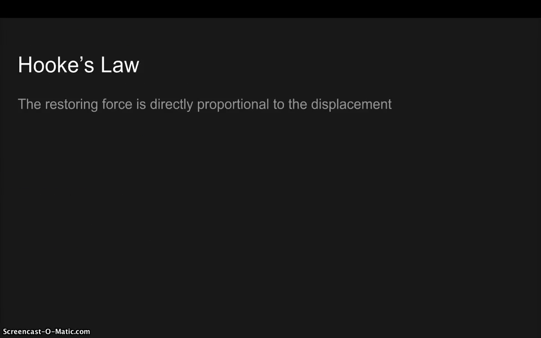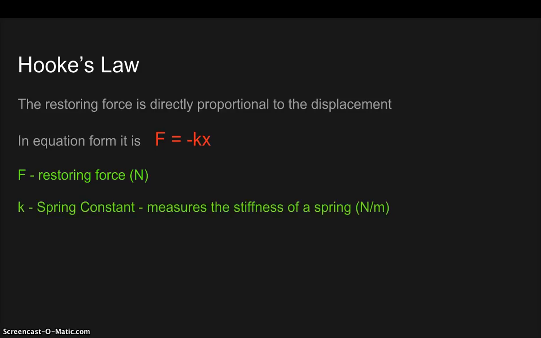Hooke's law is used to describe this relationship between the restoring force and the spring's displacement. In equation form, it is F equals -kx, where F represents that restoring force in newtons. K is what we call the spring constant, and this measures the stiffness of a spring in newtons per meter. So the harder it is to compress or stretch a spring, the higher spring constant value that we'll have. If the spring is easily compressed or stretched, that means that it has a low spring constant value. X is the displacement of the spring in meters, and this is measured from that equilibrium position.